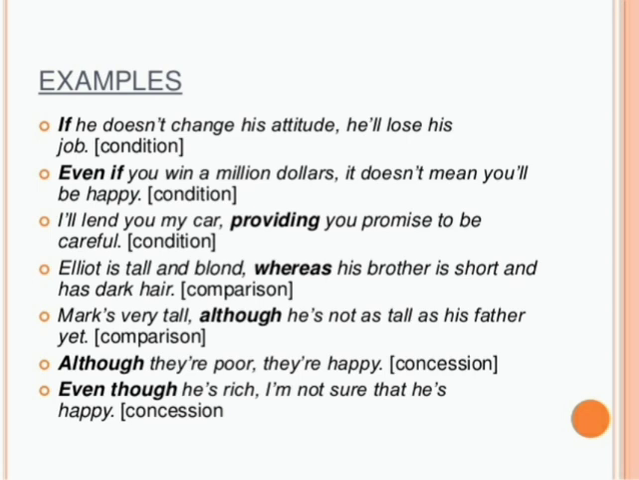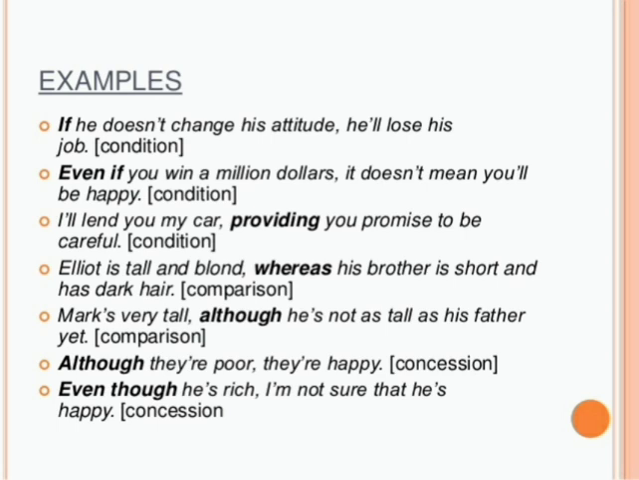Now, some examples. If he doesn't change his attitude, he will lose his job. Condition. Here, if shows condition. Even if you win $1 million, it doesn't mean you will be happy. This one also shows condition. I will lend you my car, providing you promise to be careful, also condition. Elliot is tall and blonde, whereas his brother is short and has dark hair, comparison. Here, whereas, this subordinating conjunction, shows comparison.